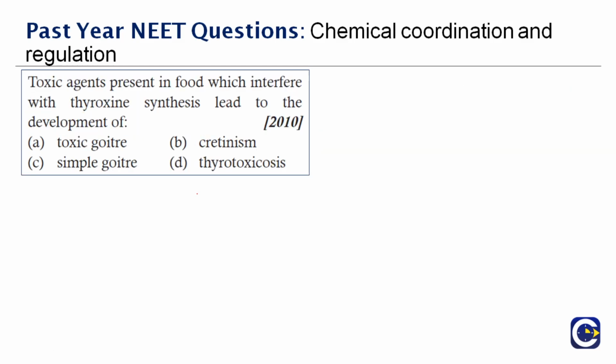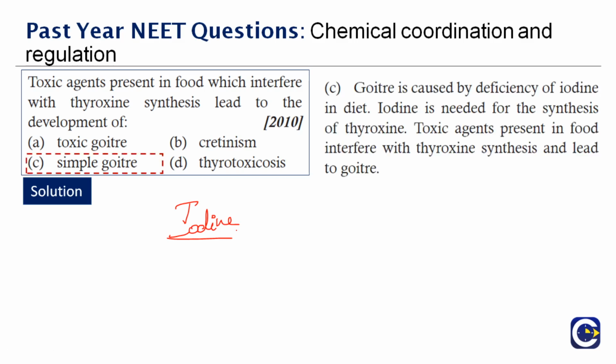Next question here. Toxic agents present in food which interfere with thyroxine synthesis lead to the development of dash. Very easy question. Just identify which one it is. Just because it is toxic agents present in the food, it cannot be toxic goiter. You call it simple goiter. Goiter is caused by the deficiency of iodine. That is why they say we have to intake iodized salt. It is very important. Iodine is needed for the synthesis of thyroxine. Toxic agents present in the food interfere with thyroxine synthesis and lead to goiter. Therefore, the right answer to this question is option C.